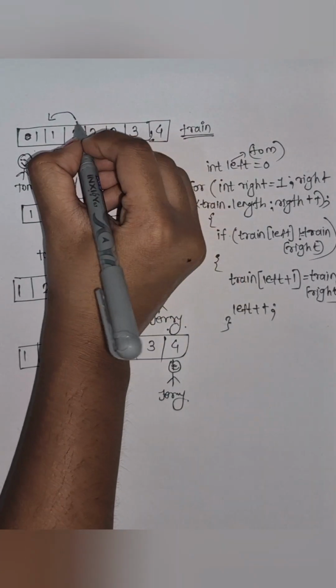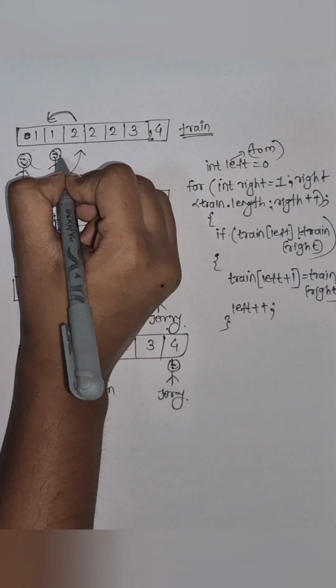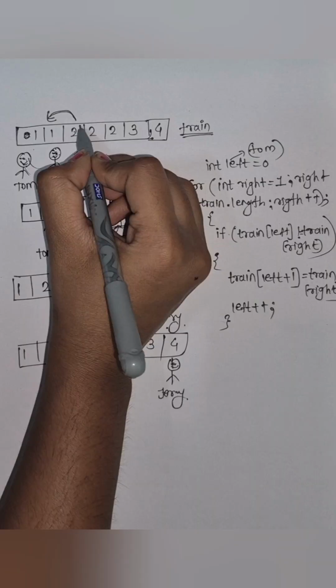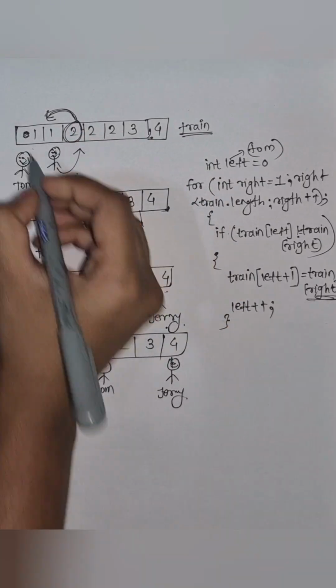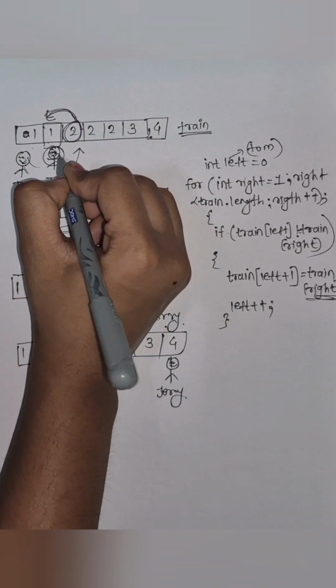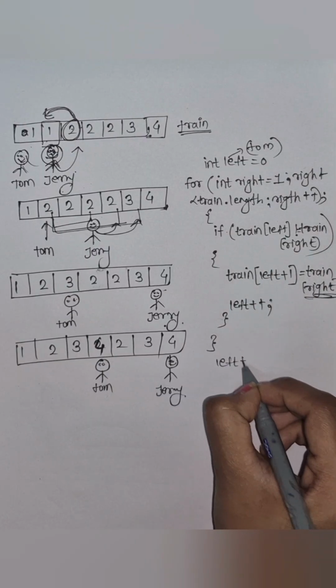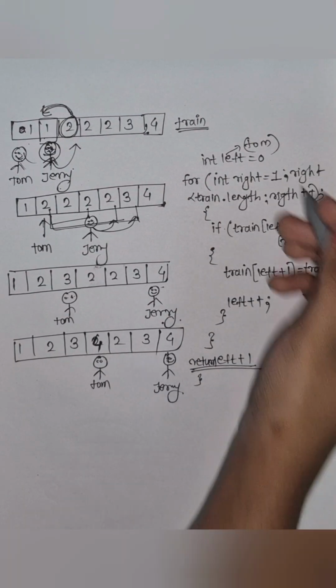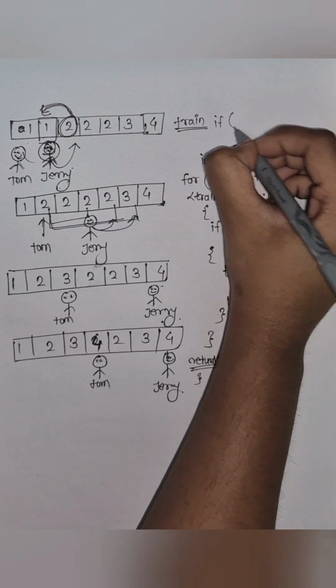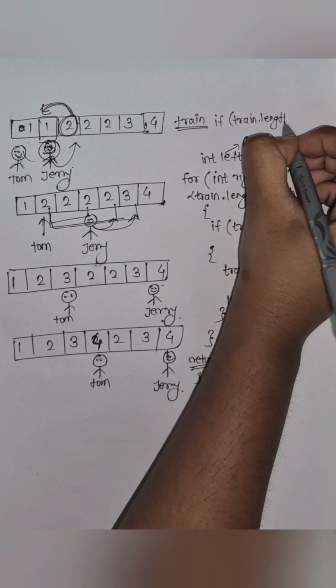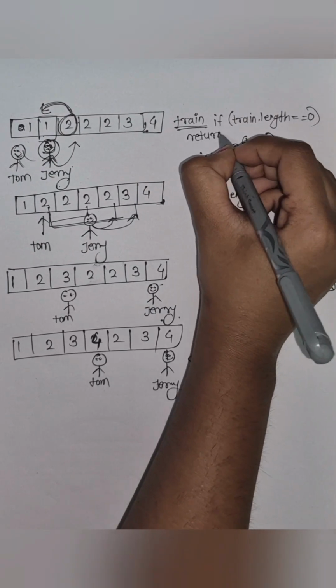What we are doing, we put this here, then we move Tom ahead. So we made train[left + 1] equal to train[right], then we brought Tom to this position, and what we will return is left + 1. And if the length of the train is 0, means there are no compartments. If the length of the array is 0, then we need to return 0. If train.length is equal to 0, return 0.